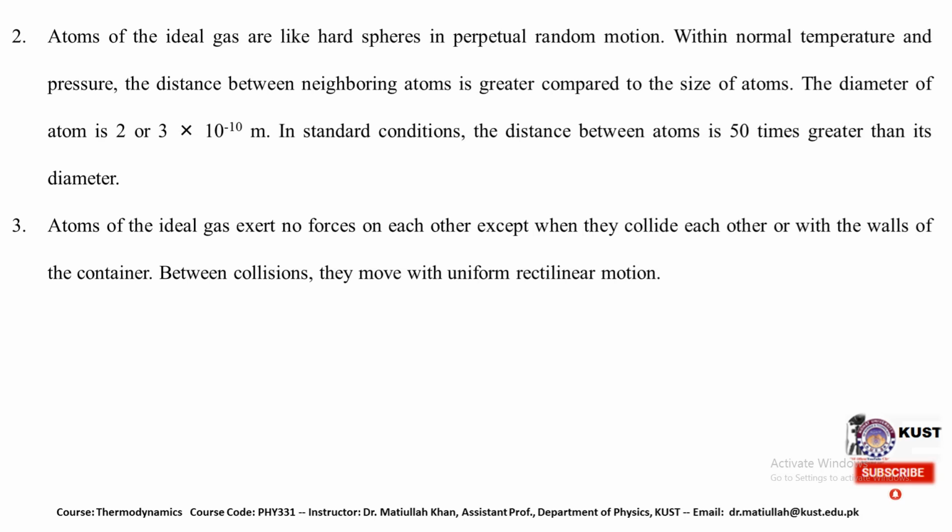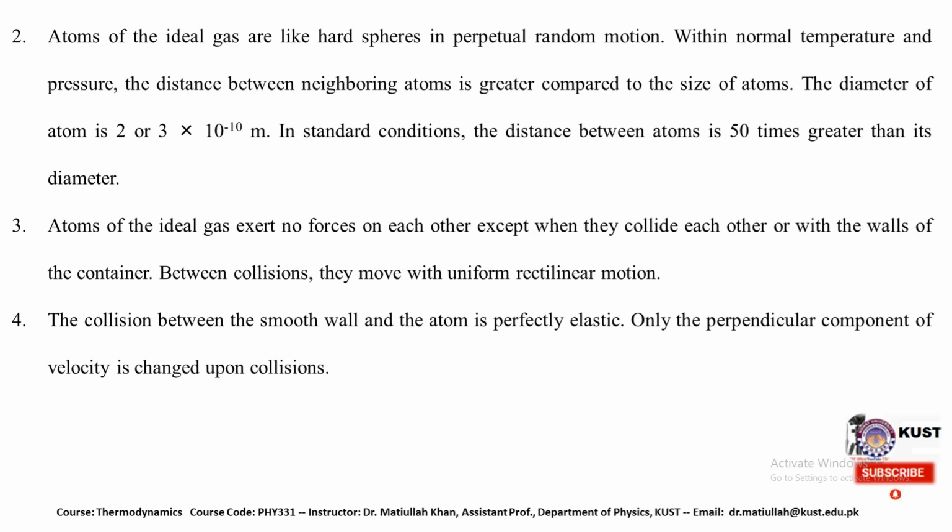At normal temperature and pressure, the distance between neighboring atoms is greater compared to the size of the atoms. The diameter of the atoms is 2 or 3 multiplied by 10 to the power minus 10 meter. So in standard conditions, the distance between atoms is 50 times greater than their diameters. Atoms of the ideal gas exert no forces on each other except when they collide with each other or with the walls of the container. During the collision or between collisions, they move with uniform rectilinear motion.